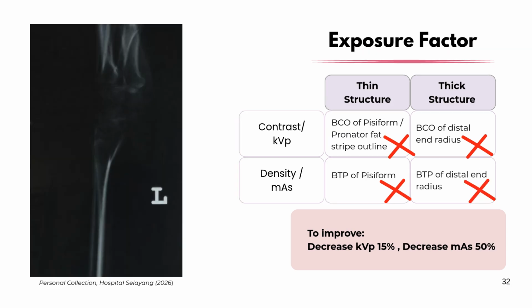This image demonstrates excessive exposure caused by both high KVP and high mass. The cortical outlines and trabecular patterns are not adequately visualized, resulting in loss of image detail. To correct this, the KVP should be decreased by 15% and the mass should be reduced by 50%.